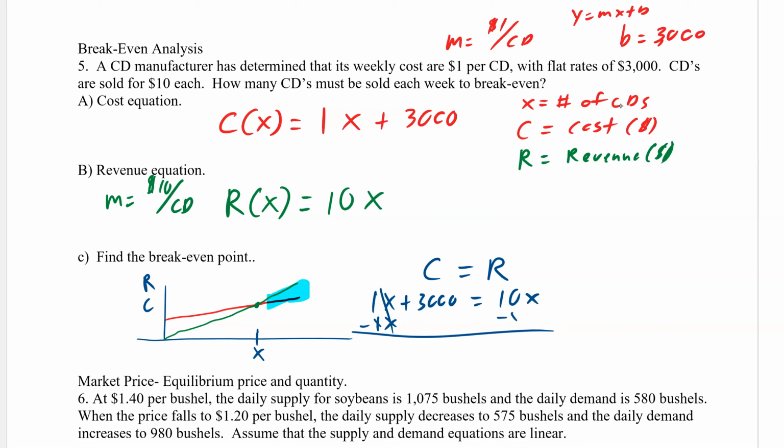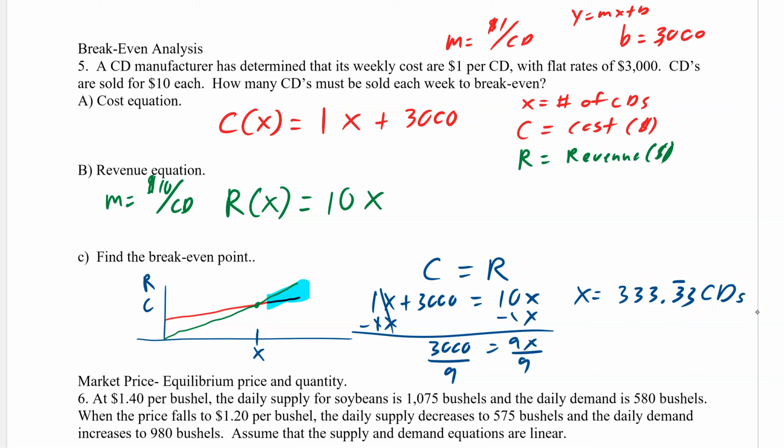So subtract that x, so we get 9x equals 3,000. Divide by 9, divide by 9, and we get 333.33, and then again, x is the number of CDs. So it's really about 334 before they start making a profit, but they break even right between the 333 and 334 mark. At 333, they're still losing money. At 334, they're now making money. So that is our break-even x.